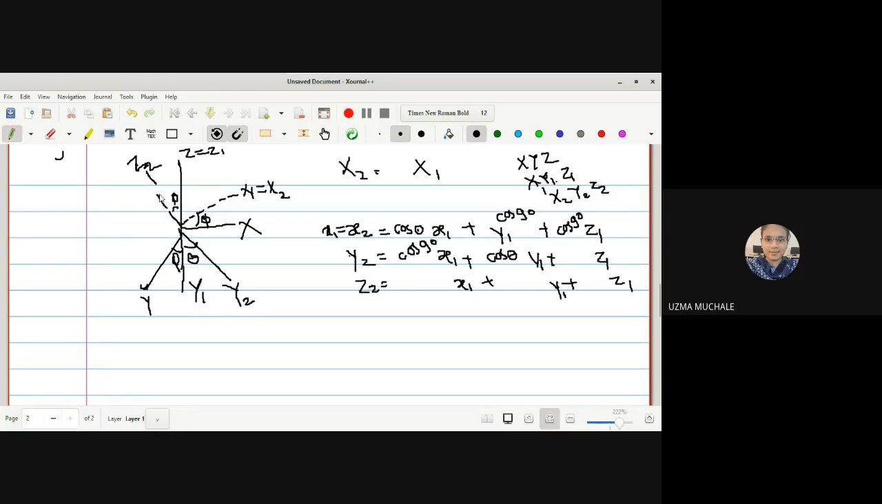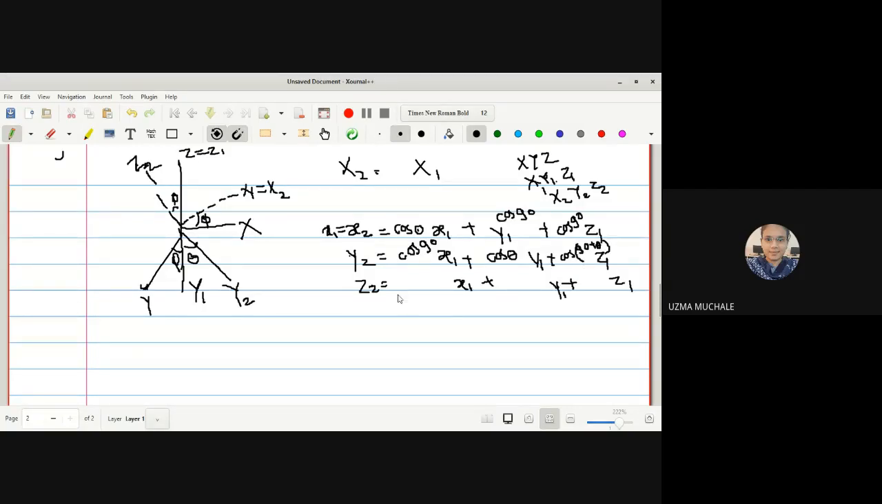This is Y2 and this is Z2. What is the angle between these two, Y2 and Z2? 90 degrees. We will also have to add this: the angle between Y2 and Z1 is 90 plus theta. Right? 90 plus theta, ma'am. Correct. Cos 90 plus theta.